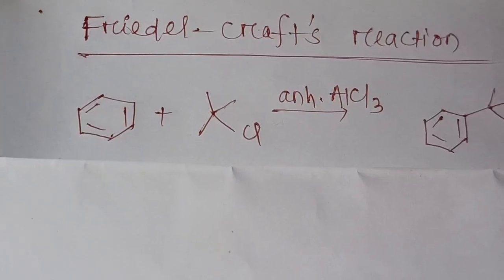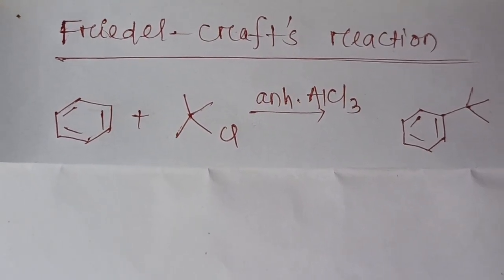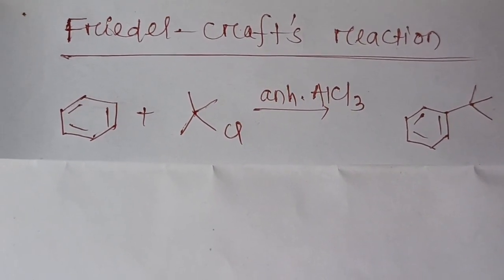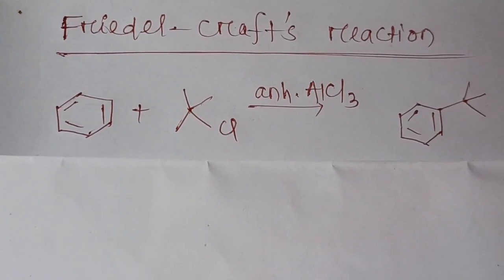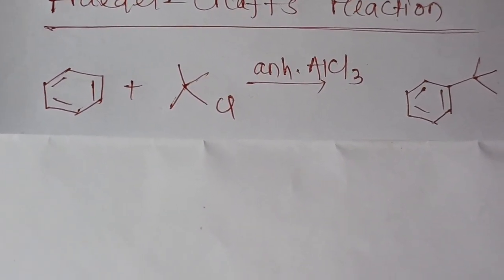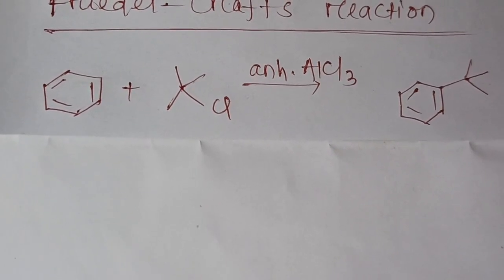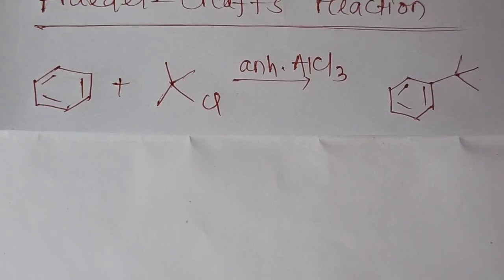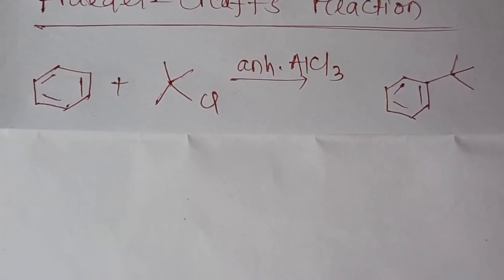Alkyl or acyl substituents can be added to the benzene ring. That is the Friedel-Crafts reaction. It involves two reactions. One is alkylation, another is acylation. So this is the alkylation reaction. When benzene is treated with tertiary butyl chloride in presence of anhydrous aluminum chloride, which is the Lewis acid, it gives tertiary butyl benzene.